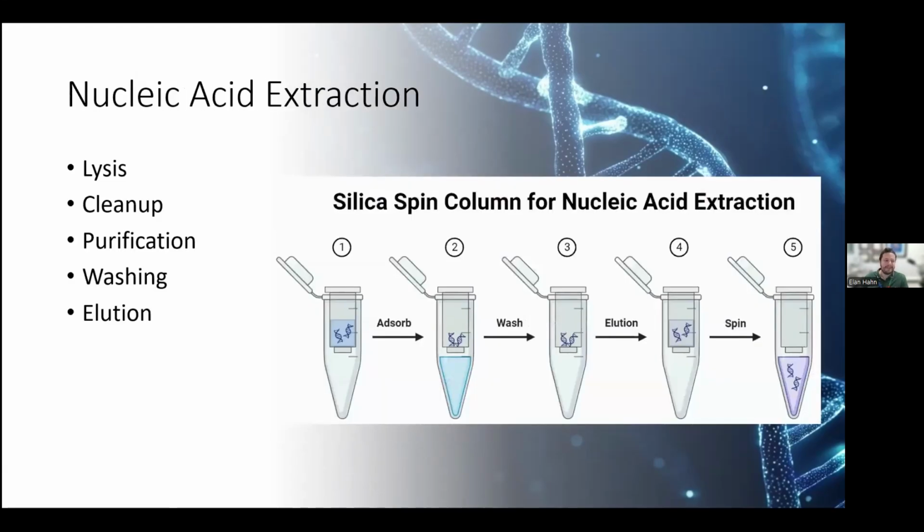So once we get our specimen, we extract the nucleic acid. So we lyse the cells, we clean up, remove some of the contaminants, purify for the nucleic acid that we're looking for, wash out whatever waste there is, and then elute our purified nucleic acid.